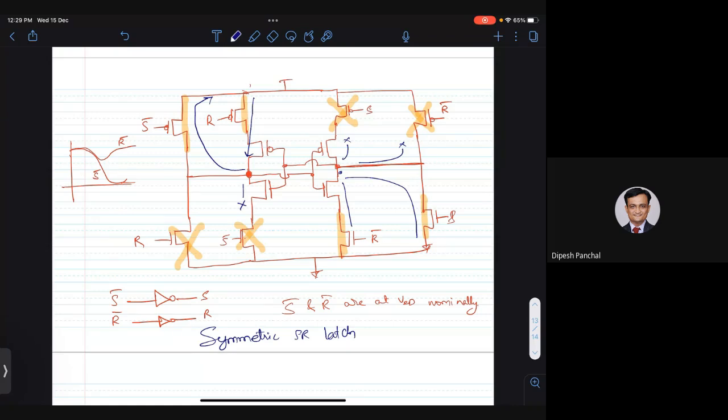Okay, so this is a symmetric SR latch. Symmetric because from S bar and R bar to both Q and Q bar, for both the 0 to 1 and 1 to 0 transitions, the logic depth is identical, which is why it gives you symmetric clock to Q delays for transitions of 0 to 1 and 1 to 0. Okay, are there any questions about this?